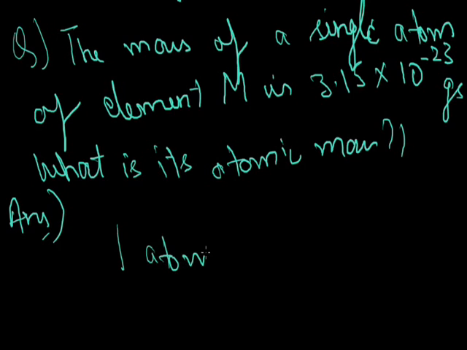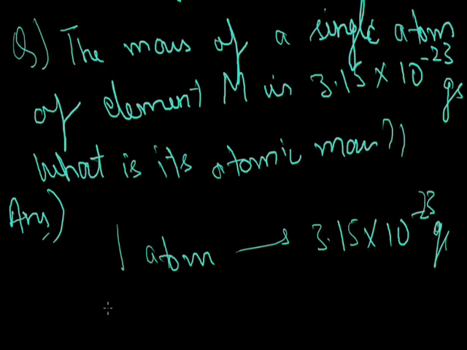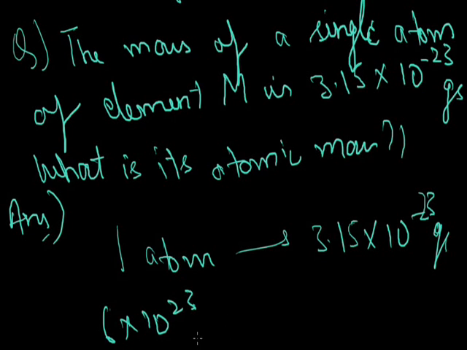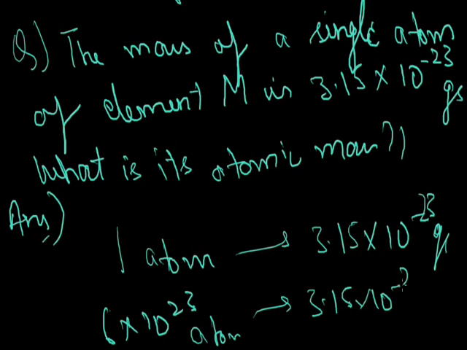One atom has mass 3.15 into 10 to the power minus 23. So 6 into 10 to the 23 atoms will have mass equal to the atomic mass. With a simple calculation, it will give about 18 grams.